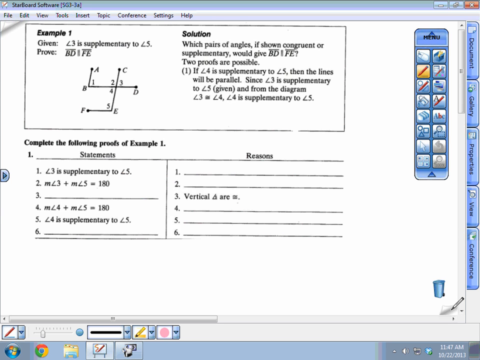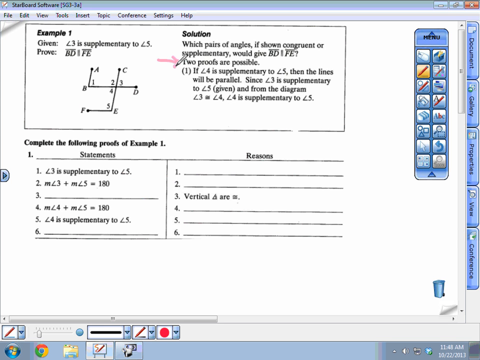Example 1. A lot of times in these proofs, there is more than one way to do them. And it says right here that 2 proofs are possible, which is why they gave you 1 proof and then a second. They gave you all the statements and reasons in shuffled order and wanted you to figure it out. So in this case, let's take a look at this first proof. It says complete the following proofs of example 1. So the first proof that we have, they're supplying some of the statements and we're going to supply the reasons.